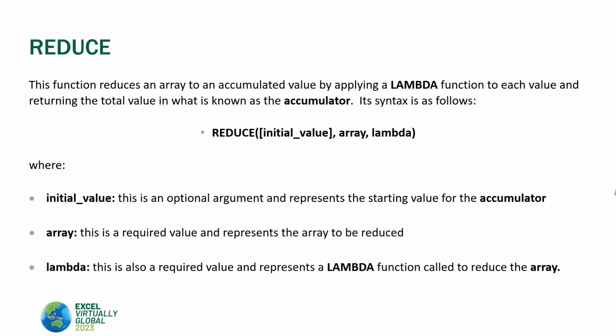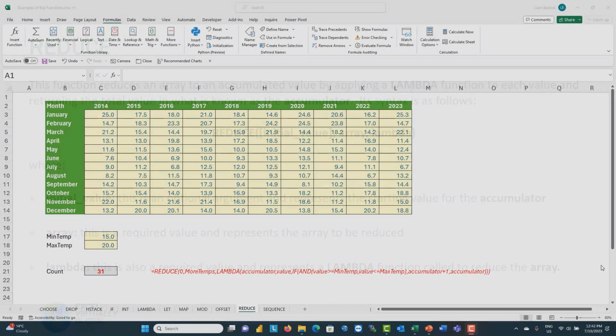And the arguments are as follows. The initial value is an optional argument and represents the starting value for the accumulator, that is the running total prompted by the lambda expression. Array is a required value and represents the array to be reduced, and lambda is also a required value and represents a lambda function called to reduce the array that consists of two parameters, the accumulator, the returned aggregated value from lambda, and the value from the array. This might be, again, confusing, so I think it's easier to show with an example.